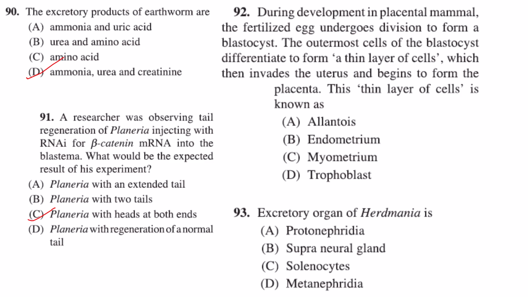And it will lead to the formation of heads at both the ends. So next one. During development in placental mammals, the fertilized egg undergoes division to form a blastocyst. The outermost cell of blastocyst differentiate to form a thin layer of cell which then invade the uterus and begin to form the placenta. This thin layer of cell is known as the trophoblast. Answer is option D.